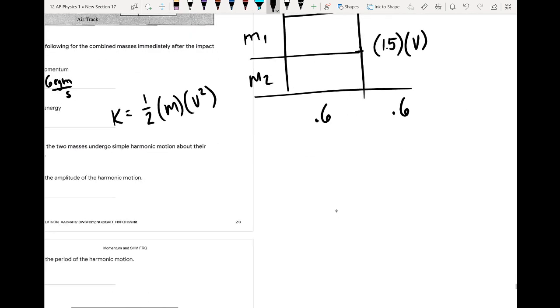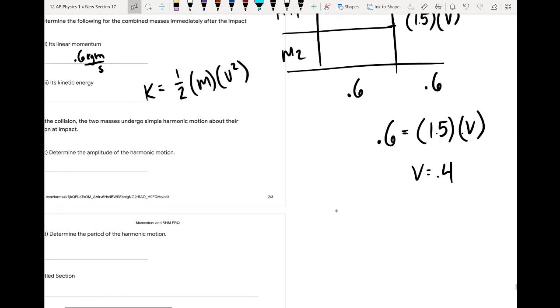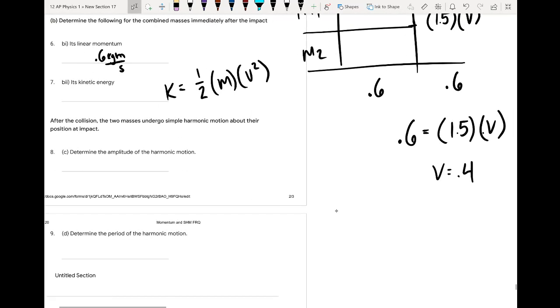So our final momentum is equal to the final mass times the common velocity. We're going to have 0.6 divided by 1.5, so our final velocity is going to be 0.4 meters per second. Then we can use that to figure out the kinetic energy. One half, the mass is 1.5, the velocity we just solved for is 0.4. 0.5 times 1.5 times 0.4 squared is going to be 0.12 joules.